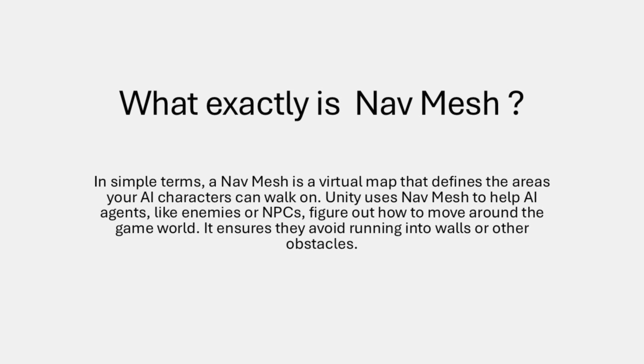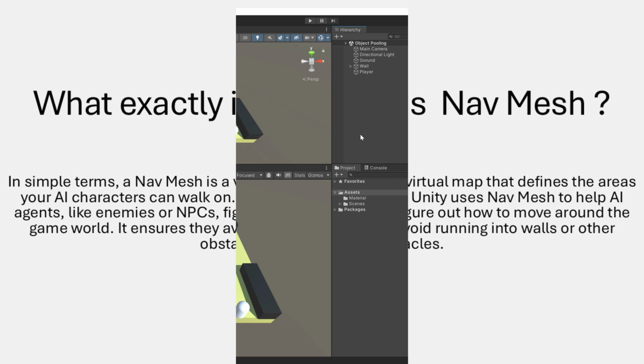So what exactly is a NavMesh? In simple terms, a NavMesh is a virtual map that defines the areas your AI characters can walk on. Unity uses NavMesh to help AI agents, like enemies or NPCs, figure out how to move around the game world. It ensures they avoid running into walls or other obstacles. The best part? NavMesh is super easy to implement in Unity. You can create paths, make your AI characters move, and even handle dynamic obstacles like moving enemies. Plus, Unity's AI navigation package makes everything much simpler.